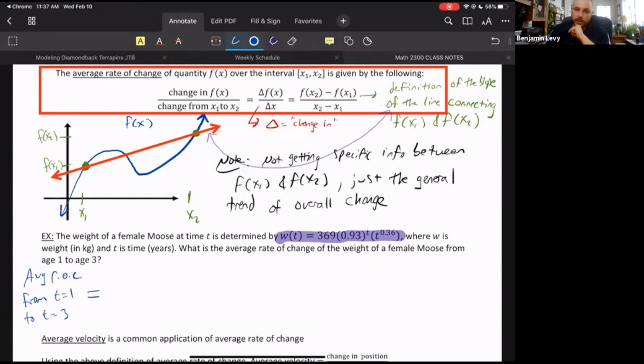That's what we care about. Well, that's going to be the change in weight. I'm just trying to write the details out just one time. Change in weight from 1 to 3 over the change in time.